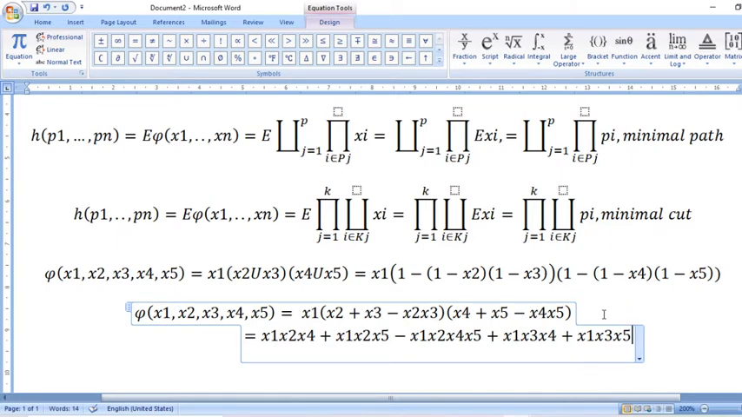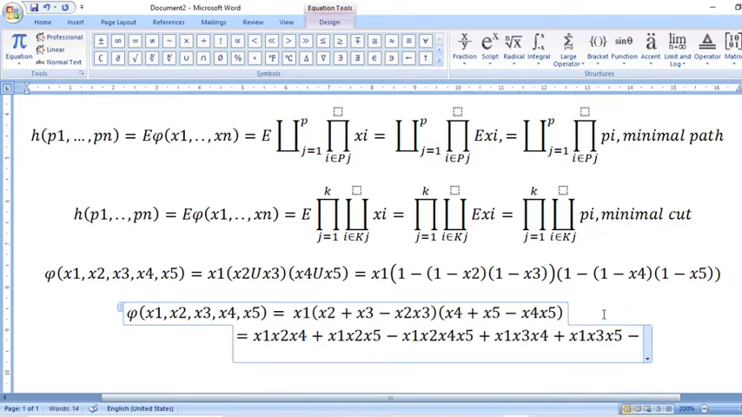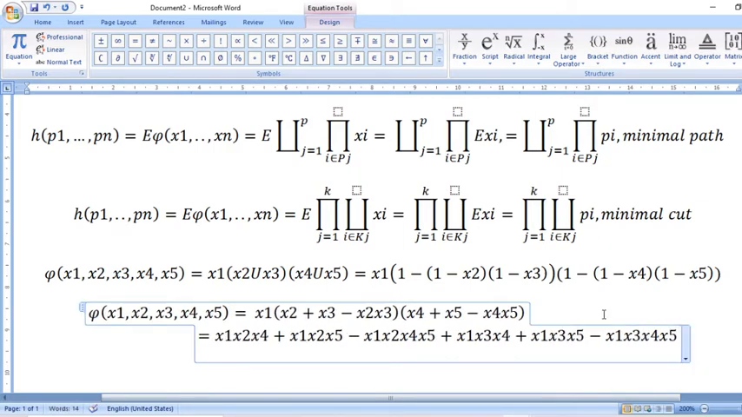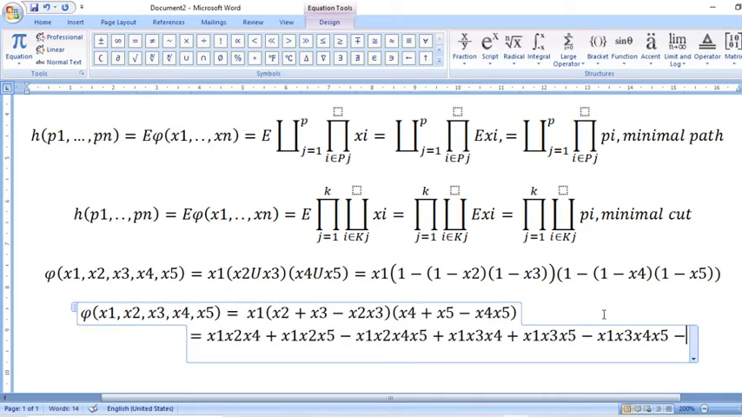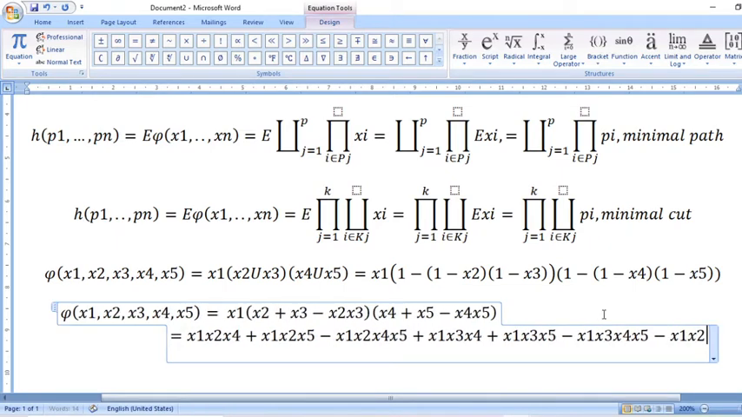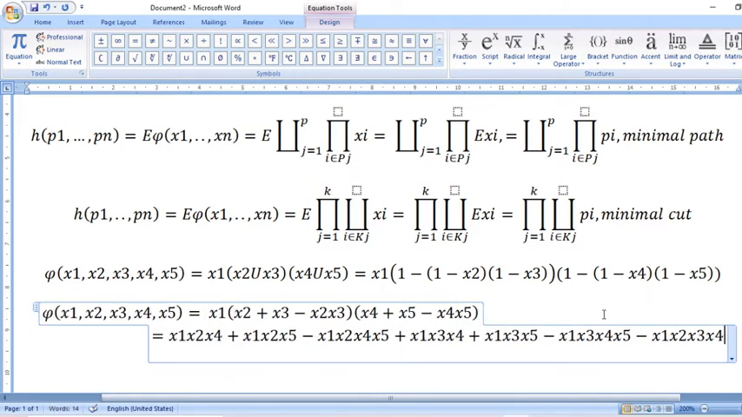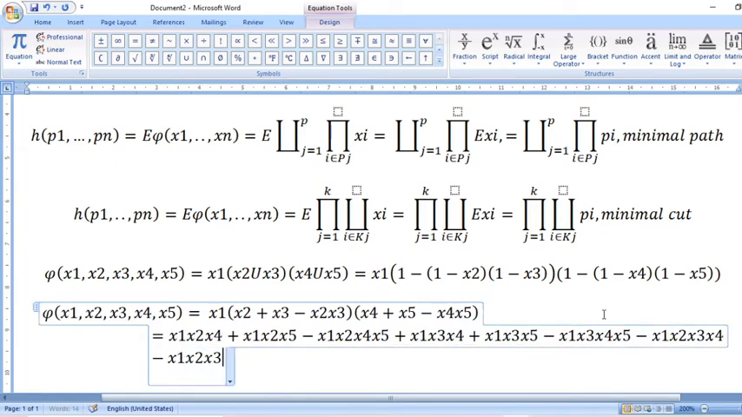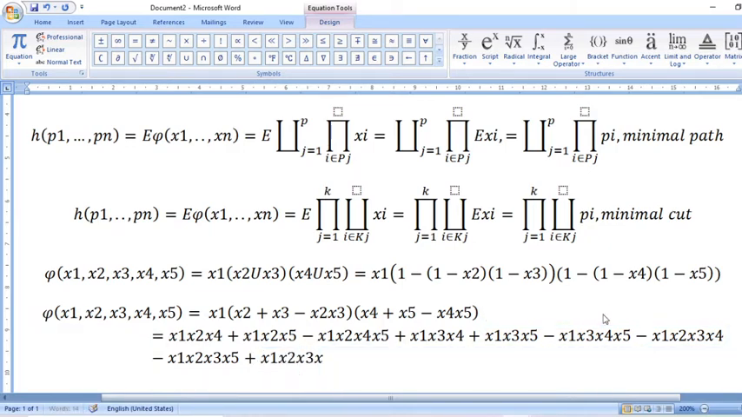You can check it, no problem. Minus x1 x3 x4 x5, then minus x1 x2 x3 x4, then minus x1 x2 x3 x5, then, not minus, plus x1 x2 x3 x4 x5. So this is the expansion.